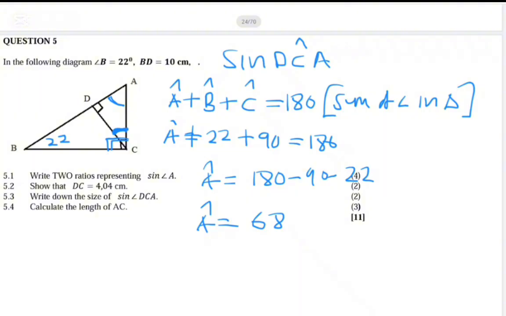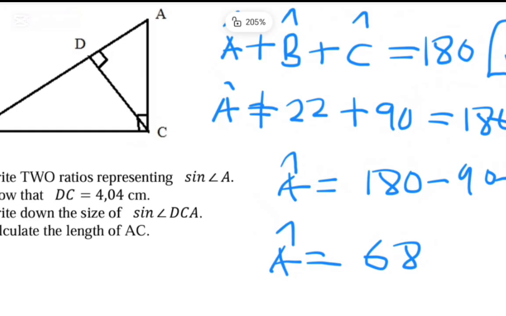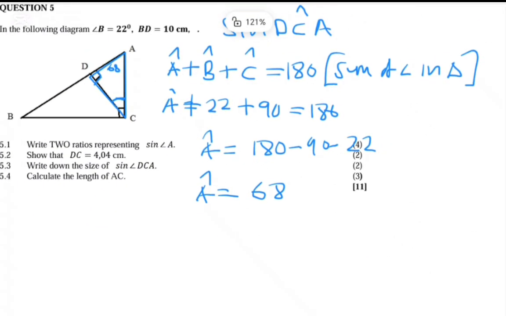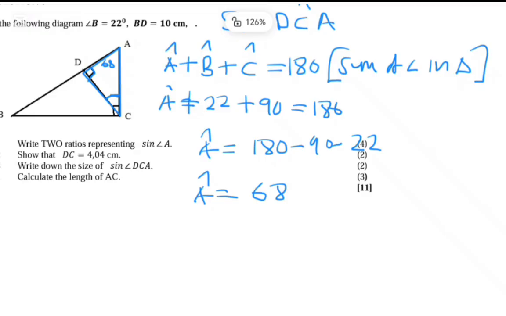So now we did find this one. Let me just erase and try to zoom it in. So this one is equal to 68. If you pay close attention, we have this triangle that is here, we can also make use of it. Since this one is 90 degrees, we can find this also by using the sum of angles in a triangle. We can make use of what we just did here also.